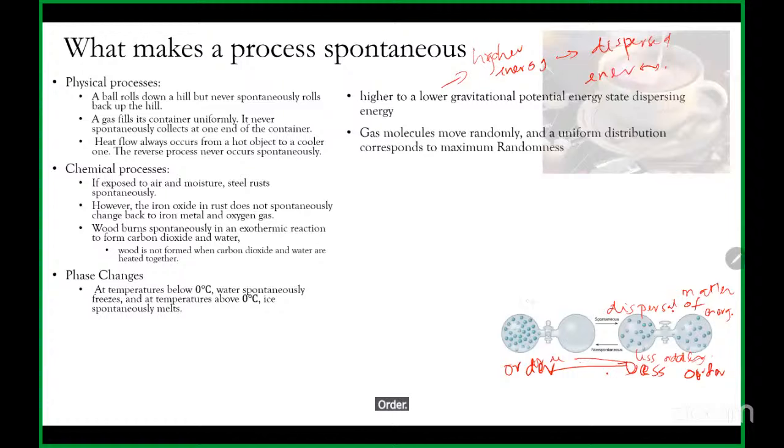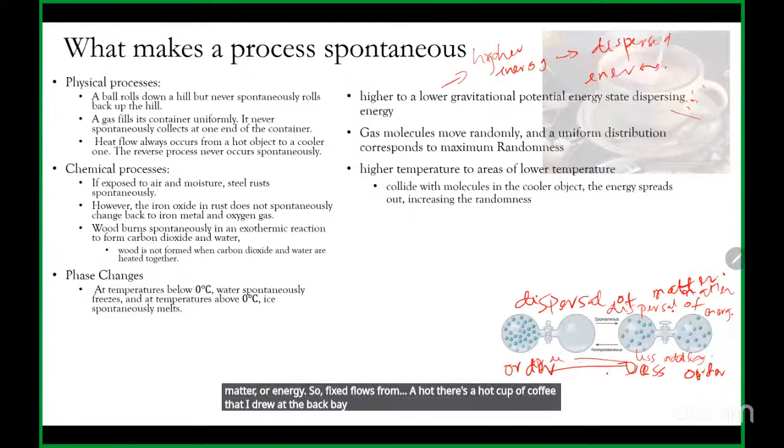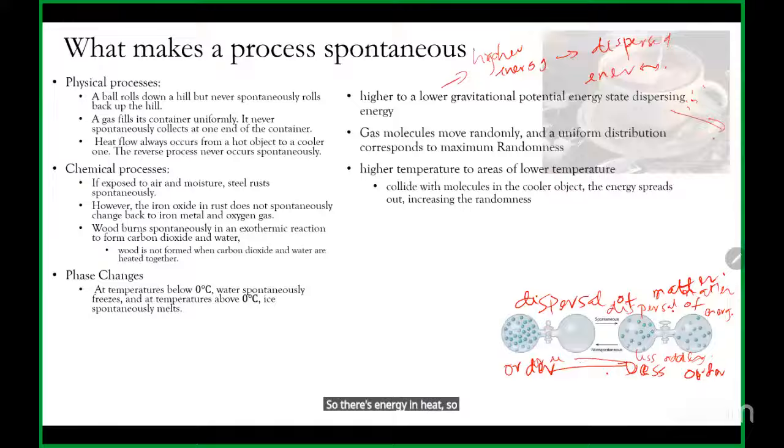Moving closer to dispersal of matter or energy. So heat flows from a cup, there's a hot cup of coffee that I drew at the back there. So the heat flows out to the surrounding. So there's energy in heat. So there's movement of energy, dispersal, spreading of energy. So the energy spreads outwards, increasing randomness.